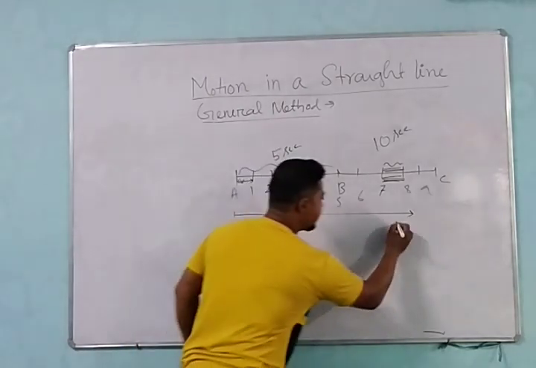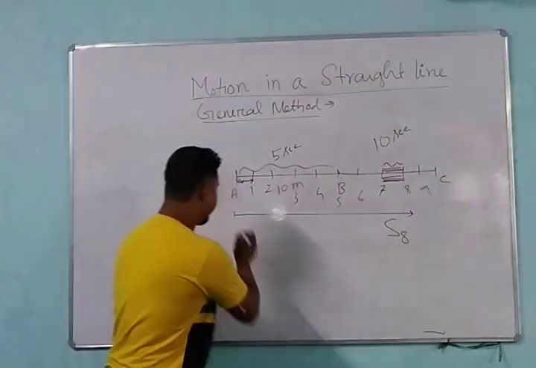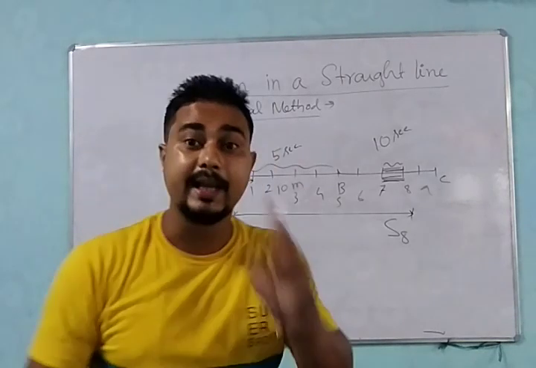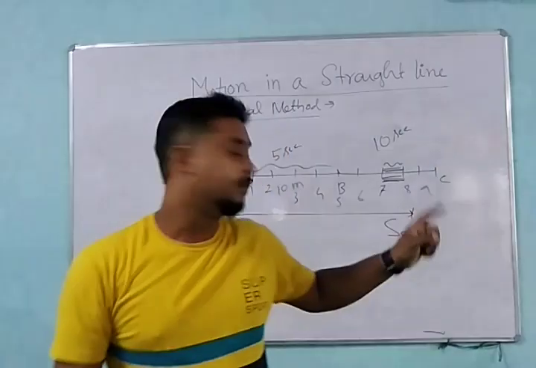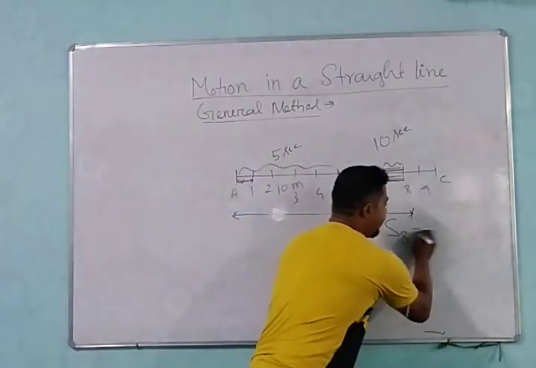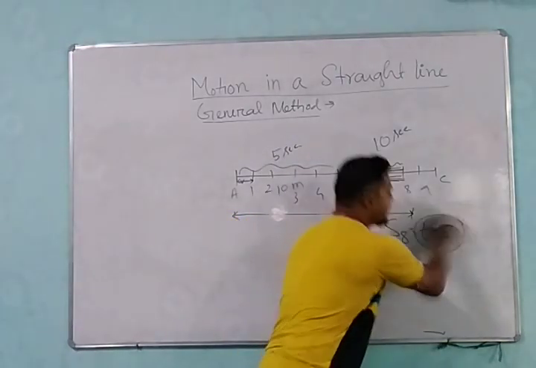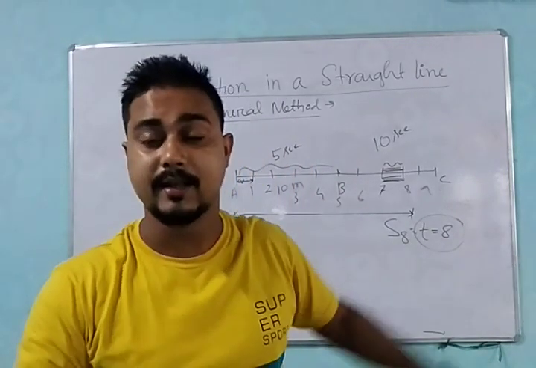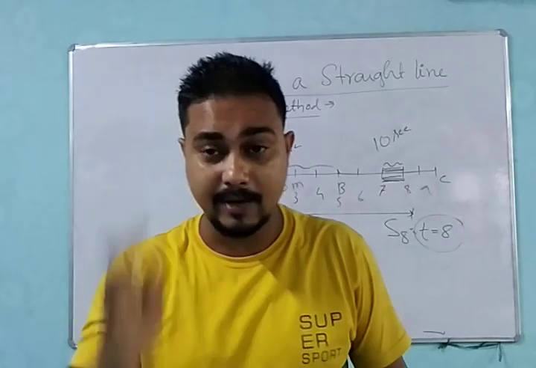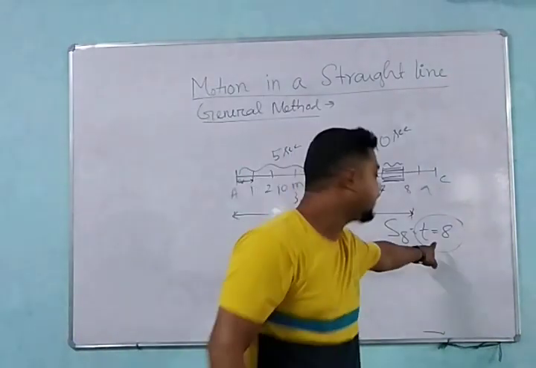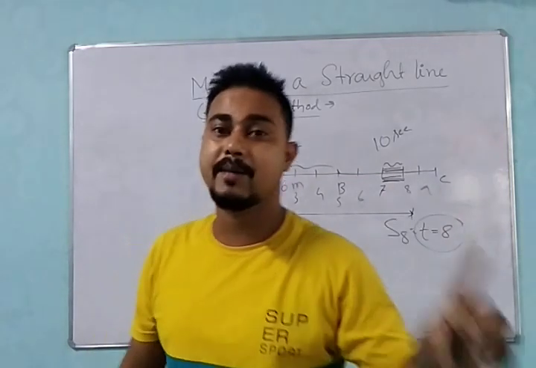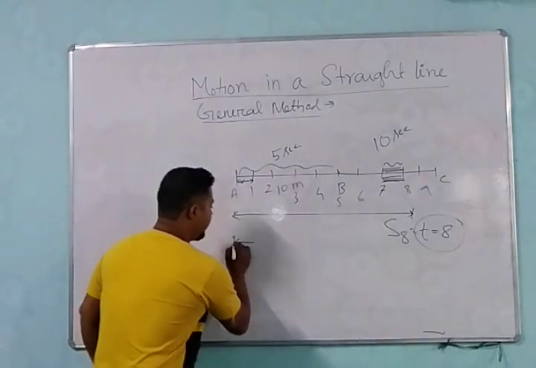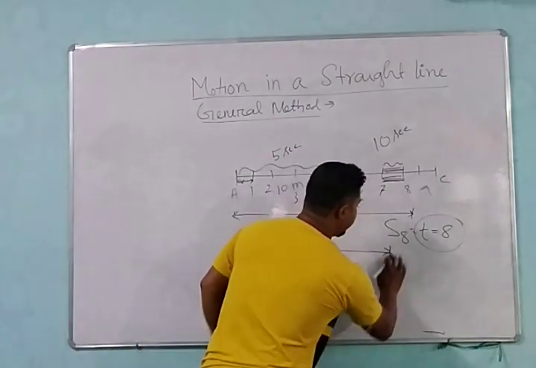Let it be s8, the distance traveled by the body in 8 seconds. Here t is equal to 8 seconds. If we put it in the equation s is equal to ut plus half at square, and put t as 8, then I will get the distance traveled by the body in 8 seconds. Now similarly, we put s is equal to 7.